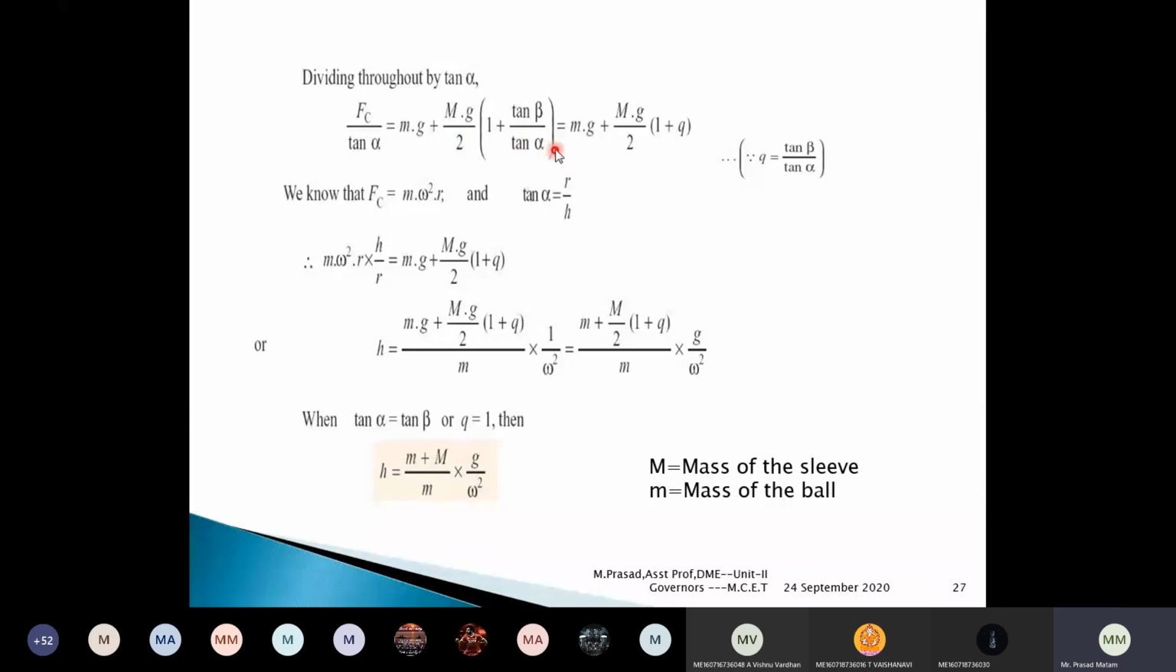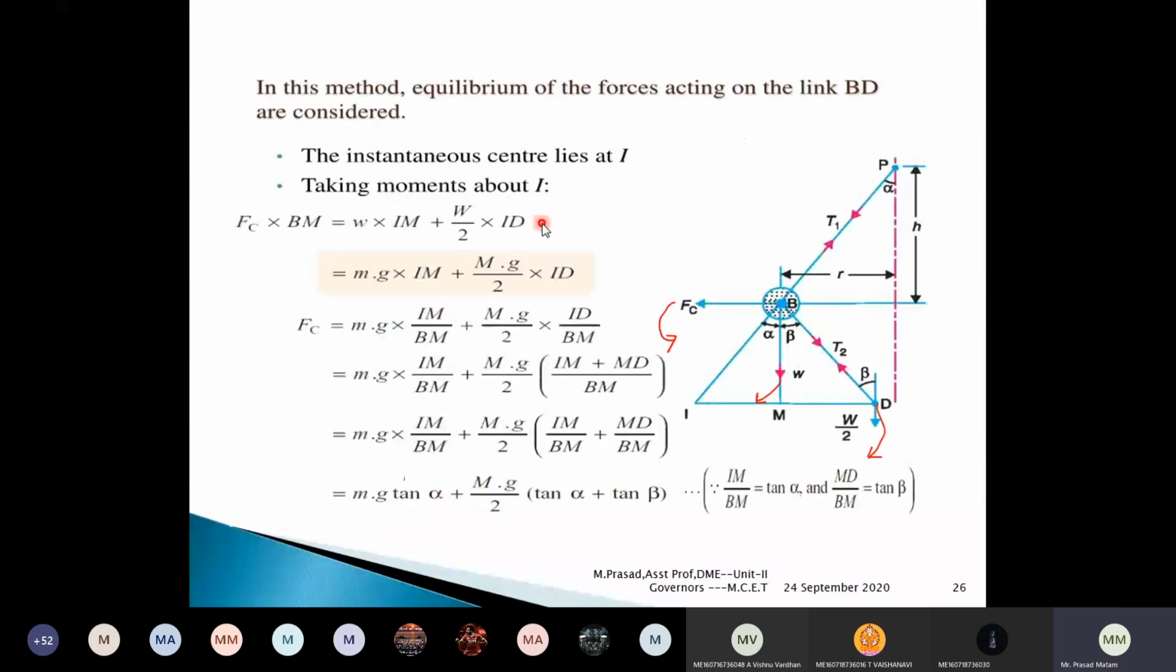Okay. And take the term tan beta by tan alpha, which is equal to Q. On simplification, I'm writing it as Mg plus Mg by 2 into 1 plus Q. Now we know the centrifugal force, what is Fc? Fc is nothing but m r omega square. And what is tan alpha? You can see here, tan alpha is nothing but, from this equation, R by H.